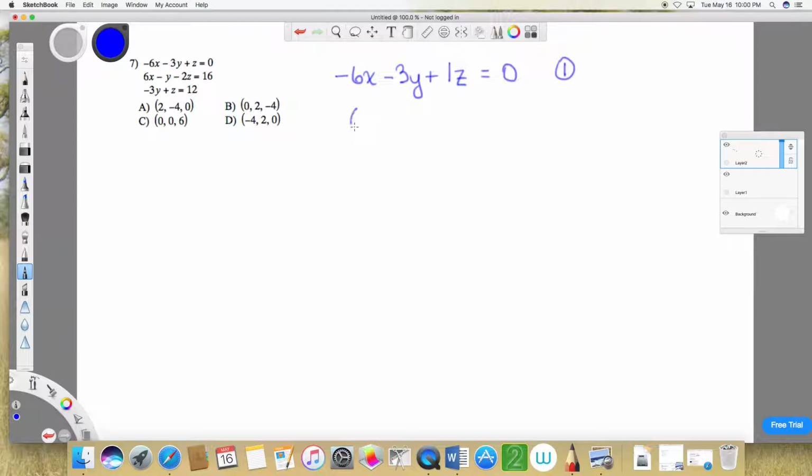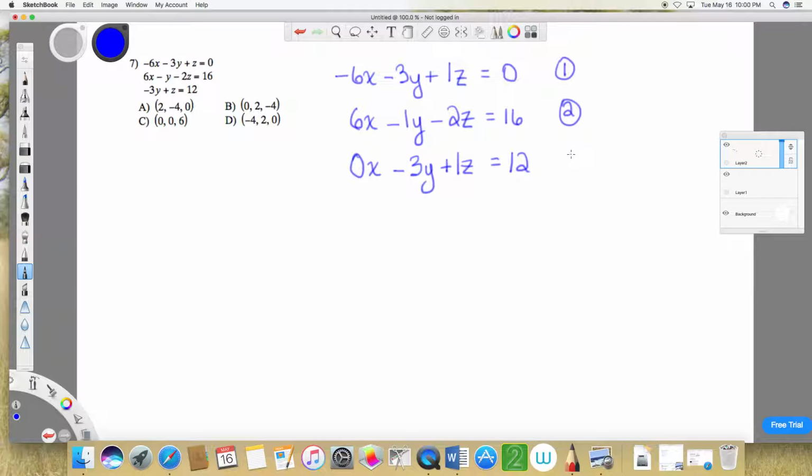And equation 2, 6x minus 1y minus 2z is equal to 16. And I'm going to call this equation 2. And my final equation here, I don't see an x, so I'm going to write in a 0x and minus 3y plus 1z.